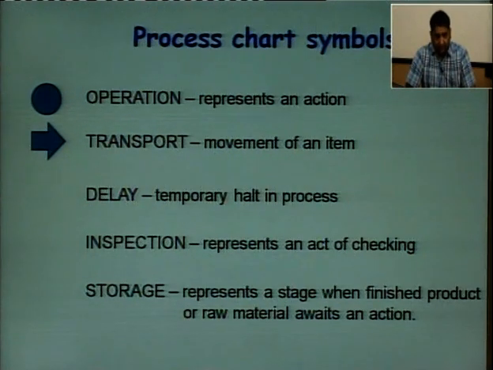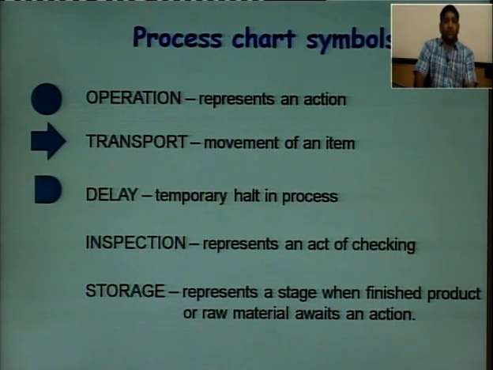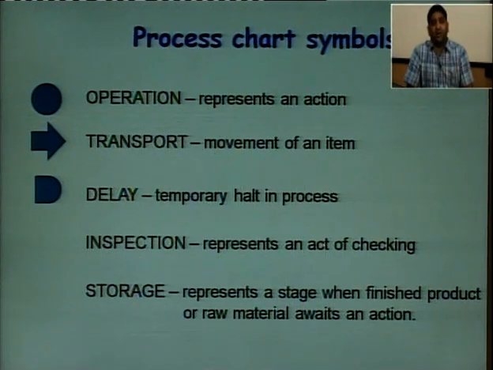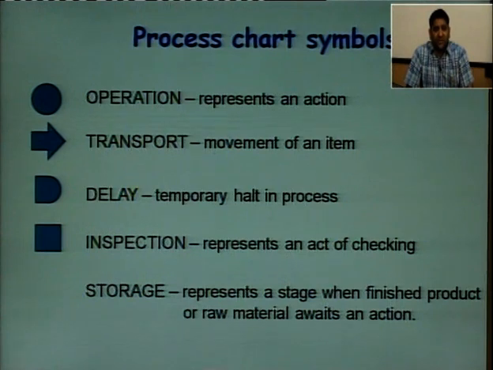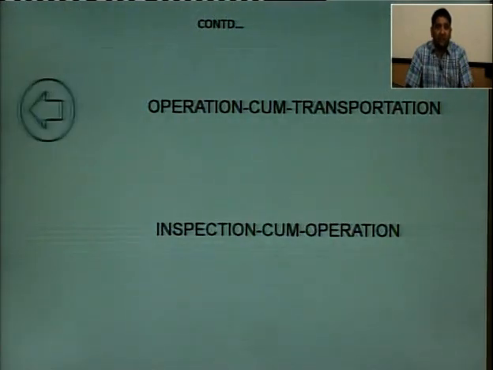Now, circle stands for operation, represents an action. The arrowhead represents a symbol for transport, means movement of an item. D symbol means delay, temporary halt in a process. Now, square symbol for inspection represents an act of checking. Inverted triangle for storage represents a stage when finished product or raw material awaits an action.